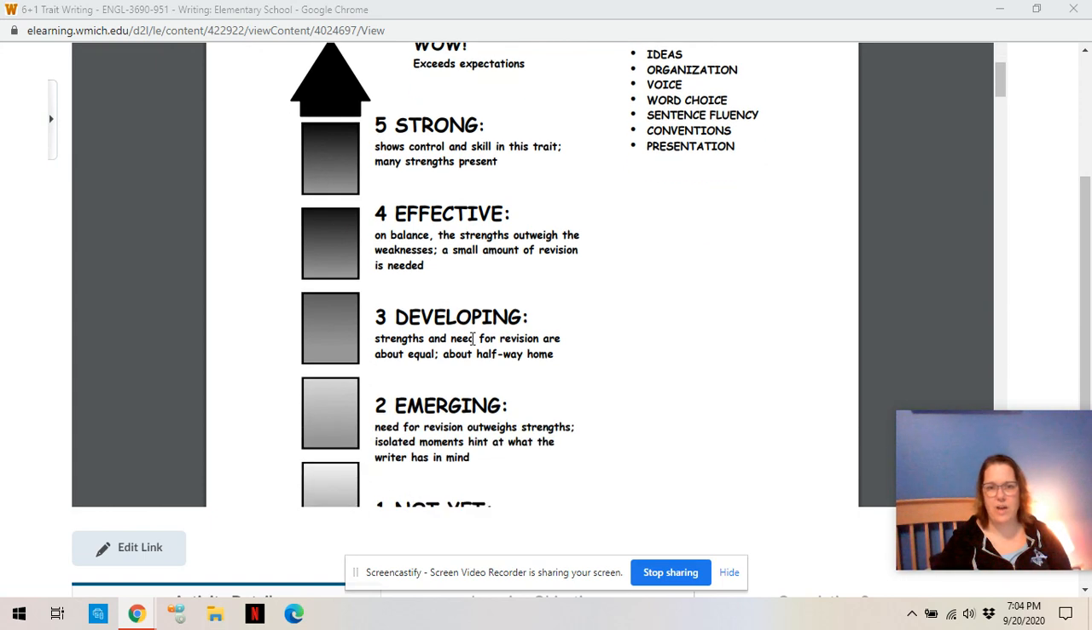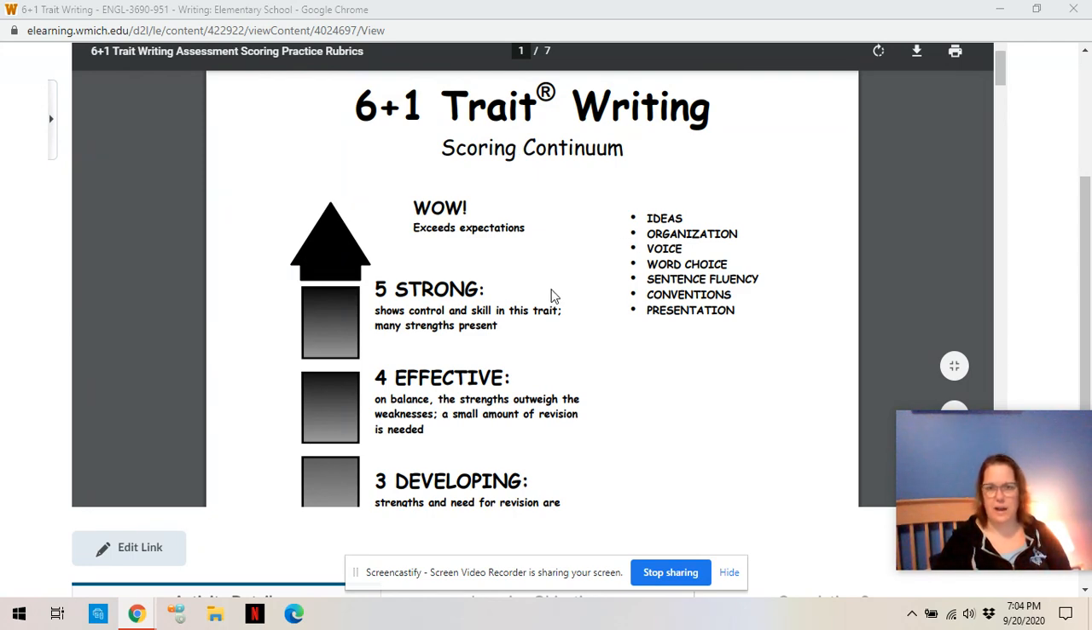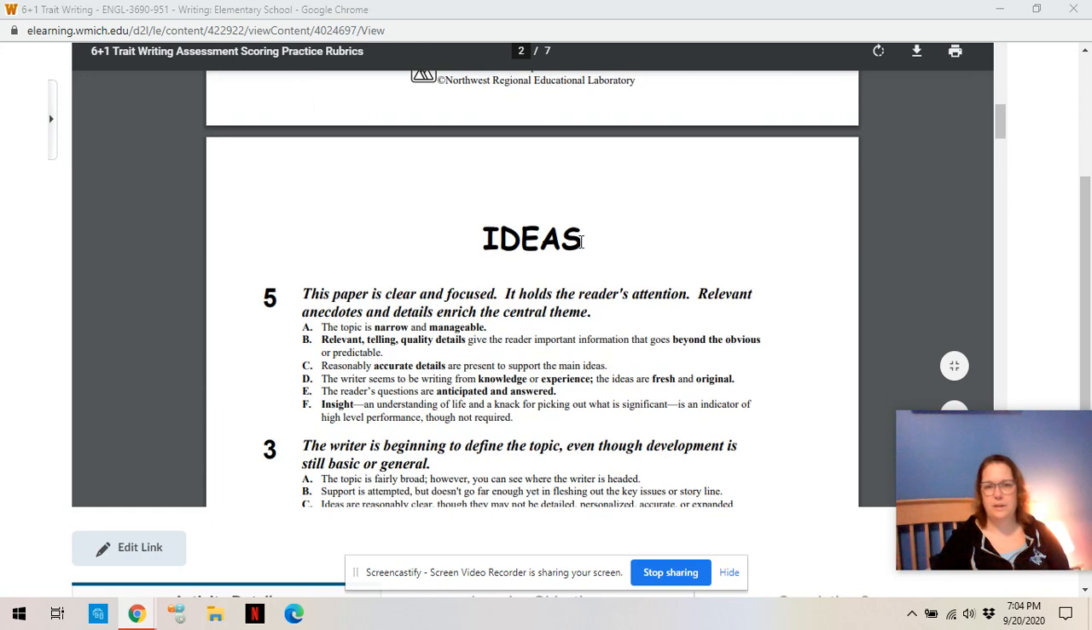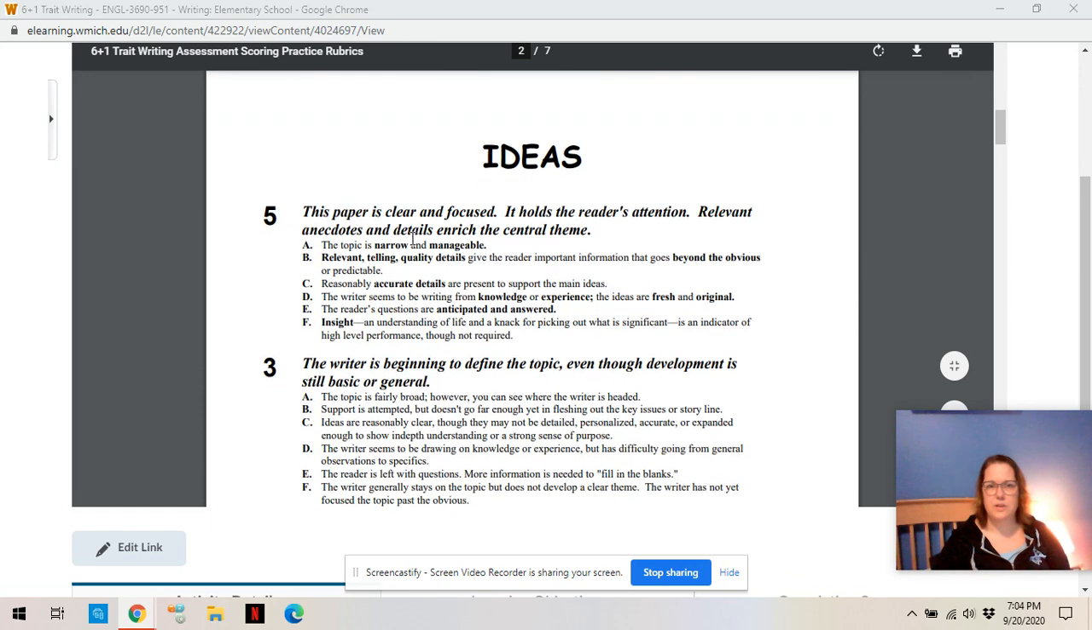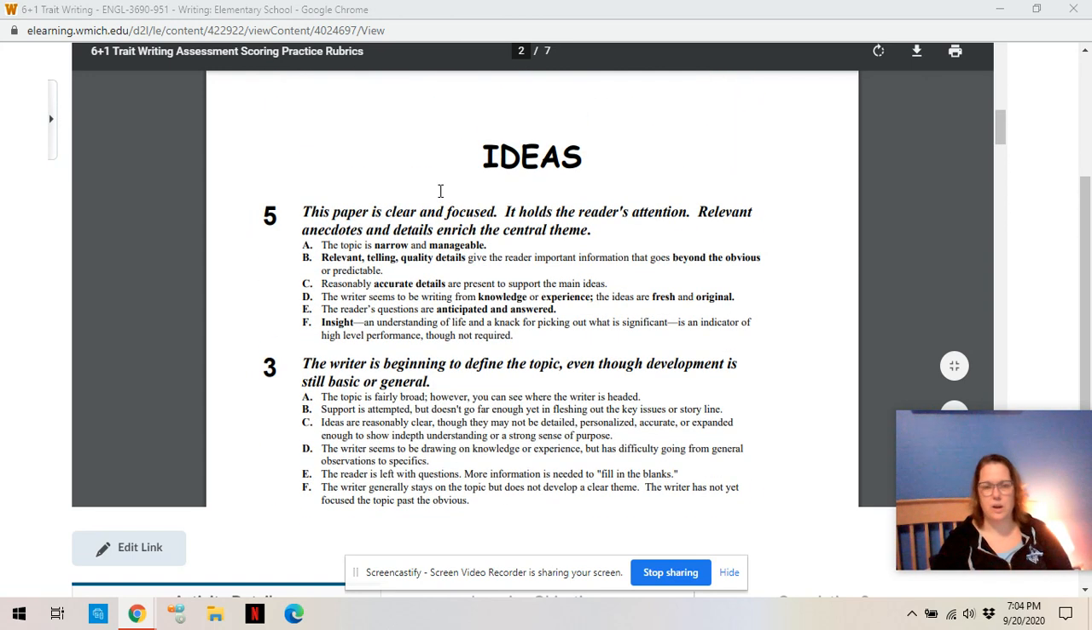This is how we rate them. A 1 is not yet, all the way to 5 being you are above and beyond. You show total mastery of this trait. So here, ideas. This shows you what we're looking for at each level when it comes to ideas.